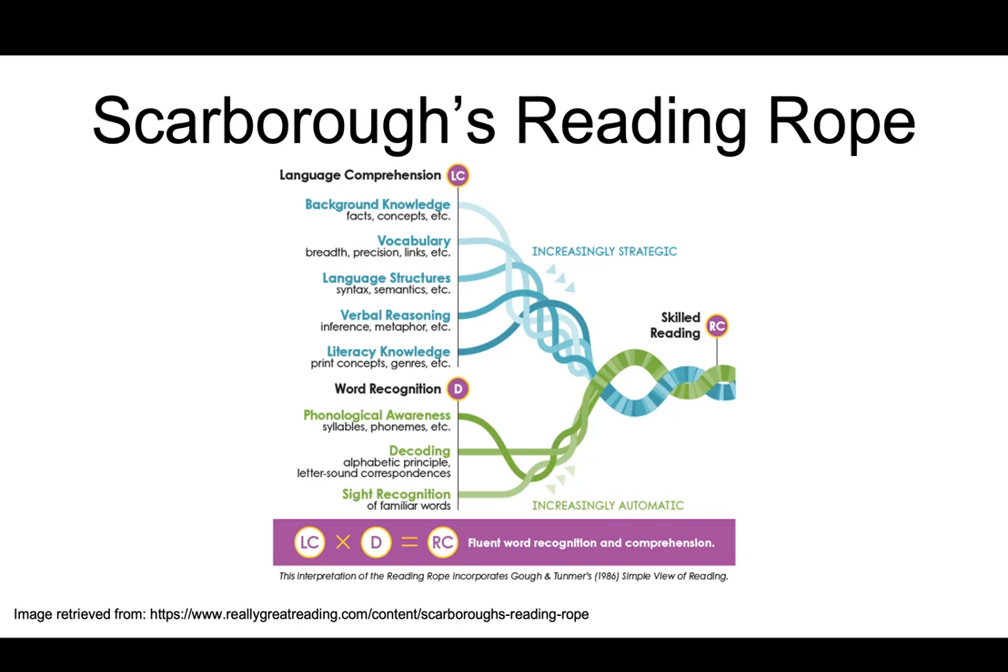Decoding, which is the second strand in word recognition, is the ability to apply knowledge of sound-letter relationships, or phonics, to correctly pronounce words. And sight recognition is the third strand within the word recognition skill set. Our sight word memory, or orthographic lexicon, are all of the words that we can read accurately and effortlessly from sight.